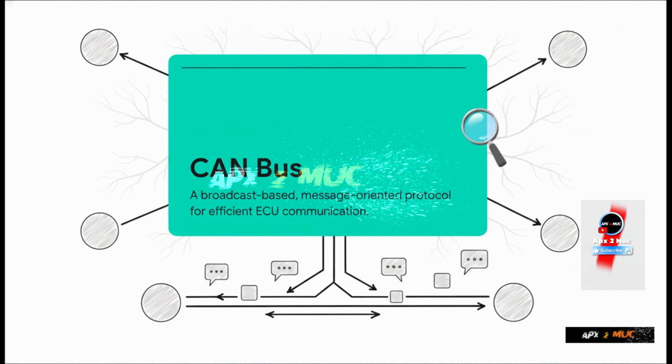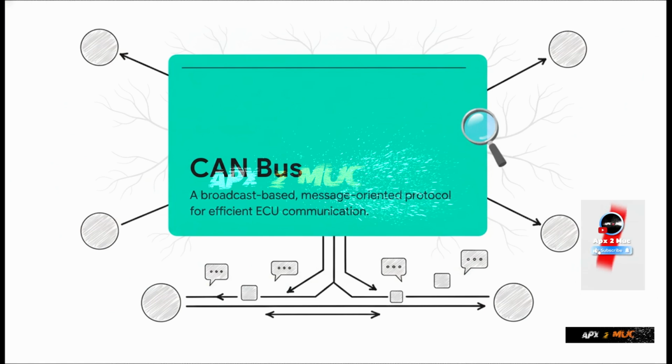And that wiring nightmare? That is exactly why the CAN bus, which stands for Controller Area Network, was invented by Bosch back in the 1980s. You can think of CAN as the vehicle's central nervous system. It's this highly efficient, broadcast-based protocol. So instead of using direct wires for everything, the ECUs share a common bus. And here's the kicker. There is absolutely no central host computer acting as a traffic cop.